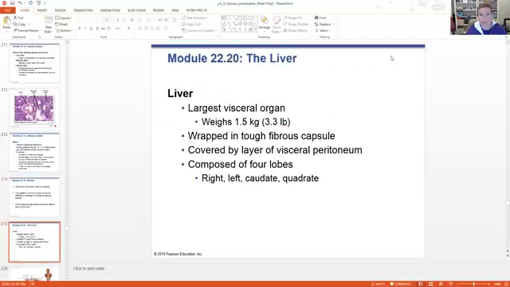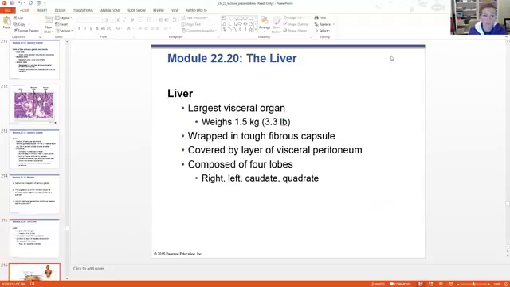The next stop on our tour of accessory organs is the liver. It's the largest visceral organ, more than 3 pounds, wrapped in a very fibrous capsule covered by the visceral peritoneum and composed of 4 lobes: the left, the right, the caudate, and the quadrate.